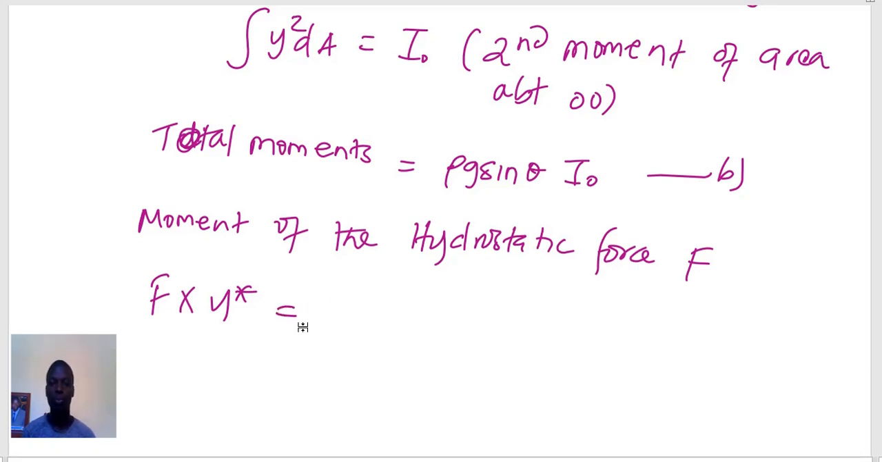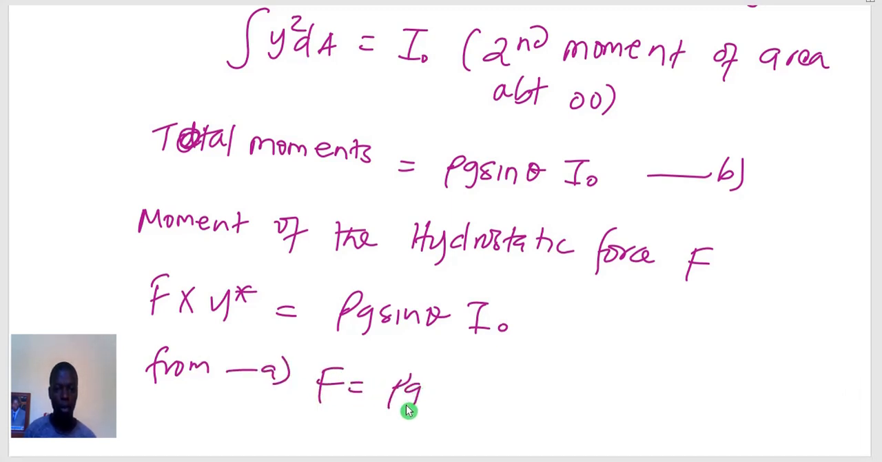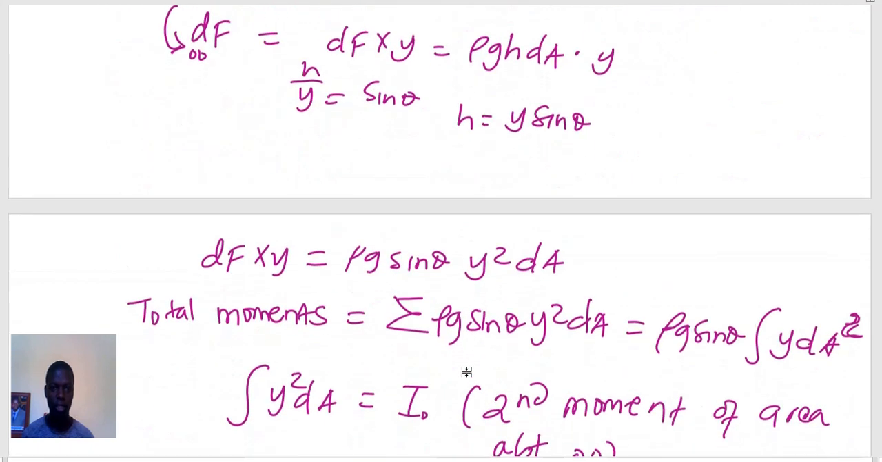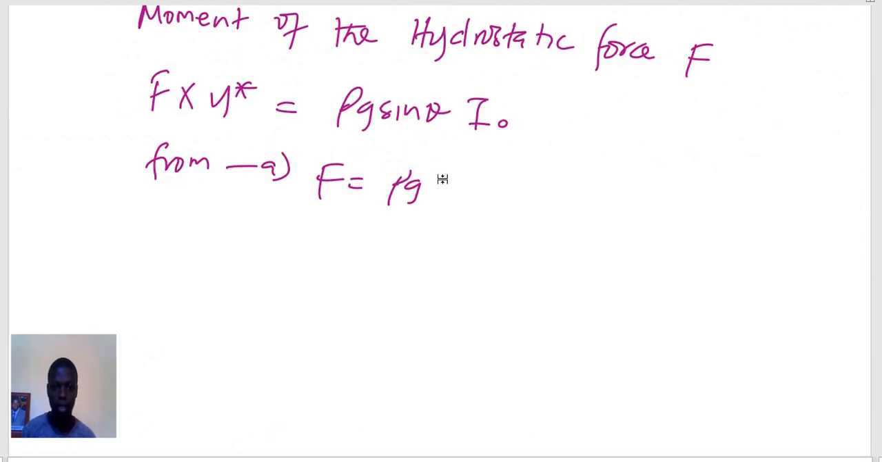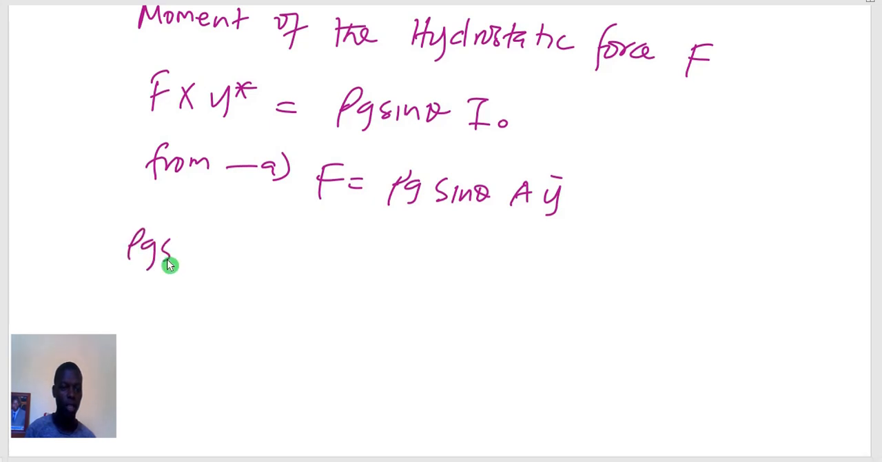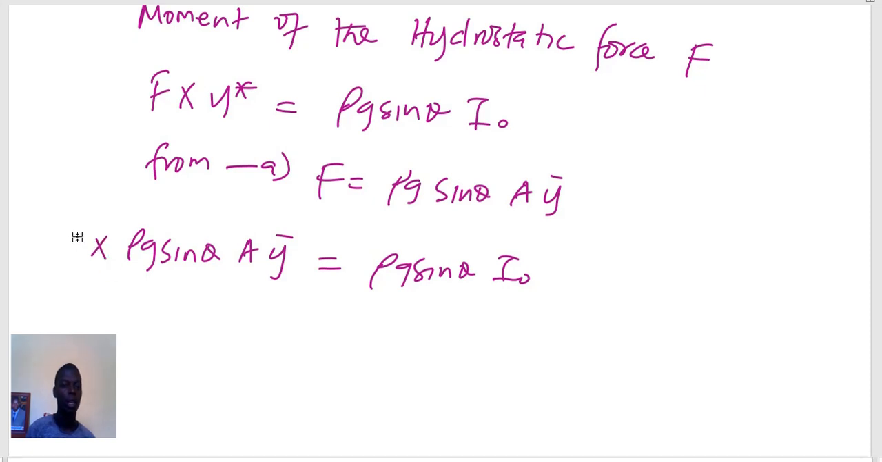And this will equal, according to equation B and from the principle of moments, F times y star will equal rho g sin theta I naught. Now from equation A, F is equal to rho g sin theta A y bar. Which means that rho g sin theta A y bar times y star is equal to rho g sin theta I naught.